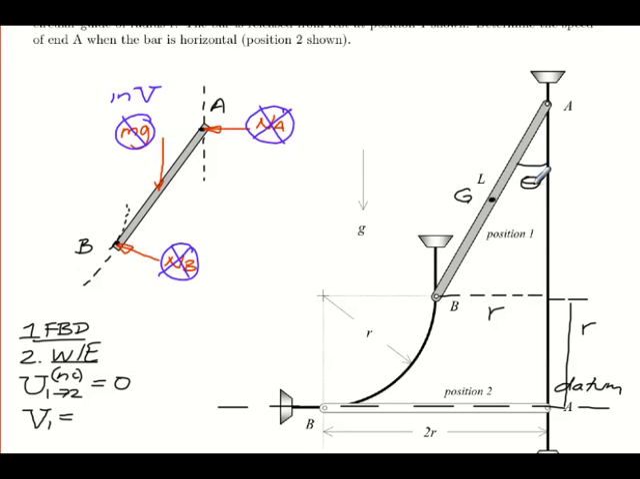And theta, sine theta, is equal to R over L. So that's a known angle. So the potential then for this bar is going to be mg times the height, which is R, this distance here, plus L over 2 times cosine of theta. Like that.